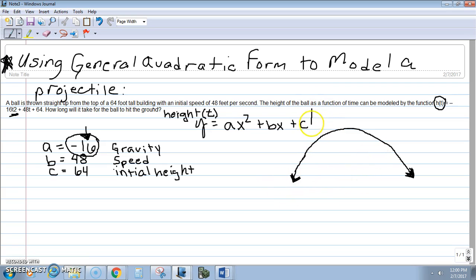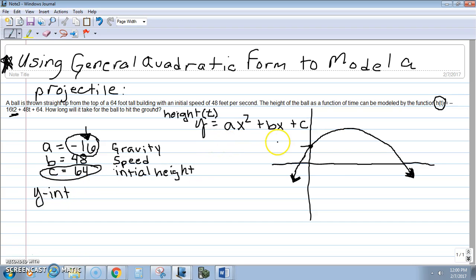If I were to go ahead and draw, if this was a graph, I would draw it. It would look like this because my y-intercept is going to be 64. And c is always your y-intercept. In a projectile situation, it's always your initial height. But c is always your y-intercept. And I think I've talked about that before. Okay, so this point here, our y-intercept is going to be 64 feet.